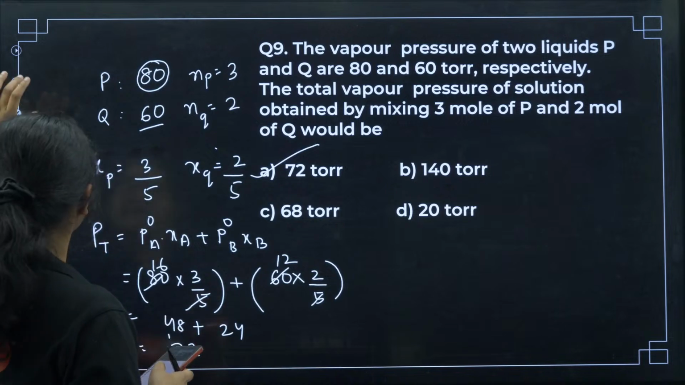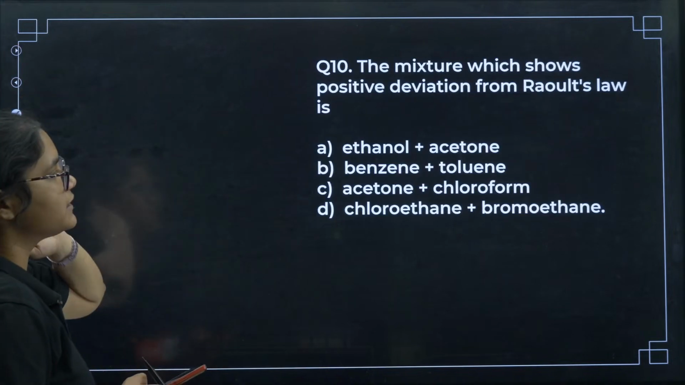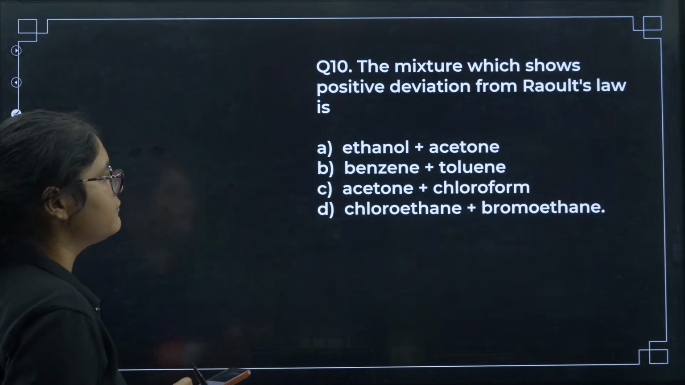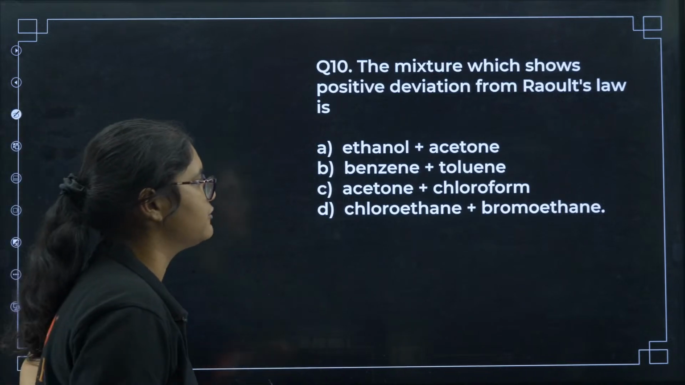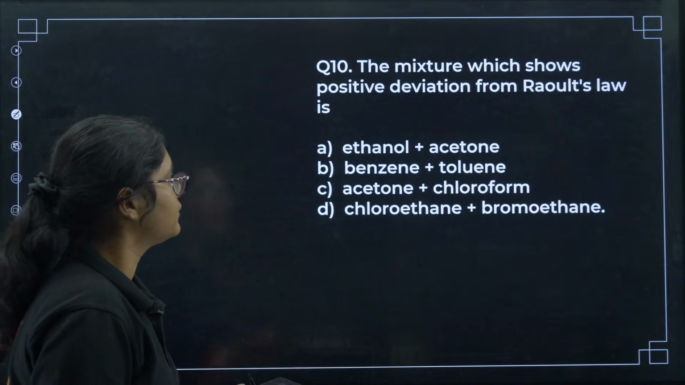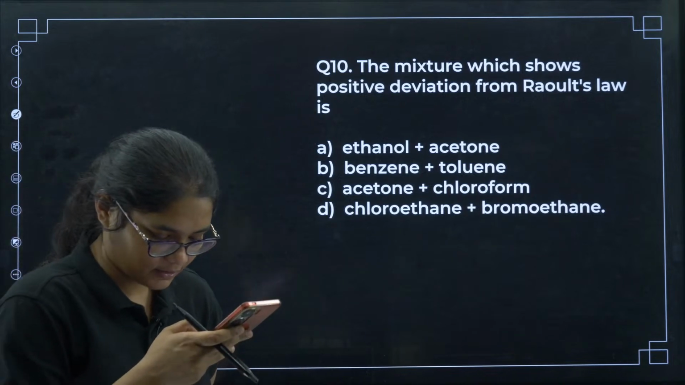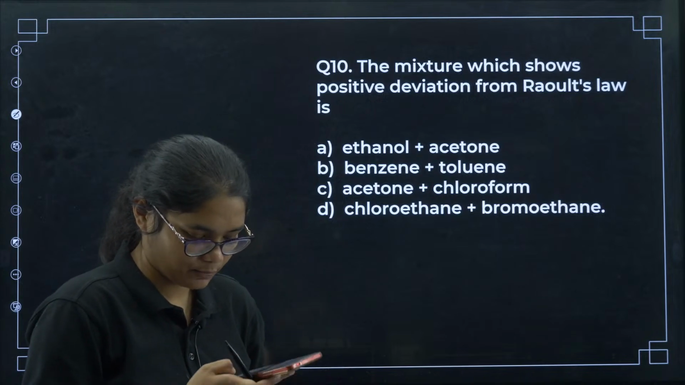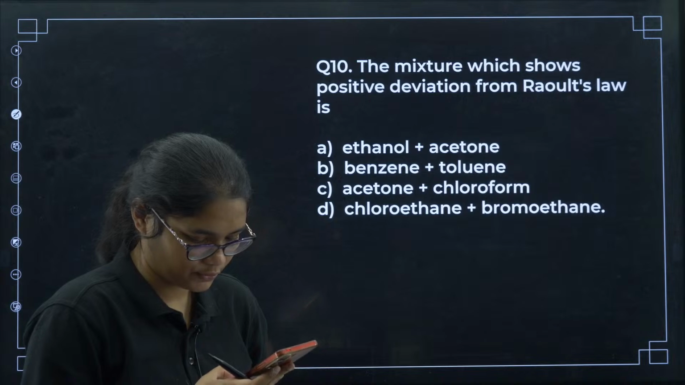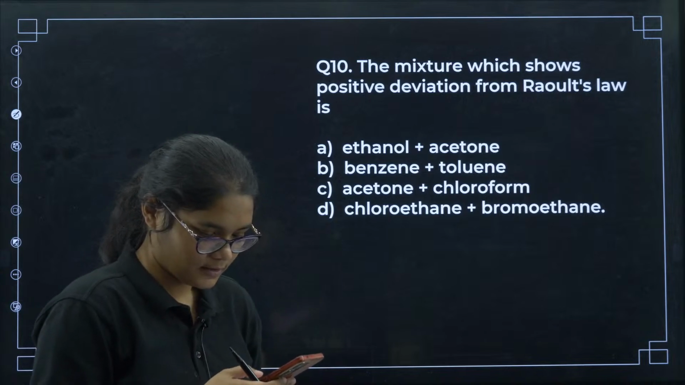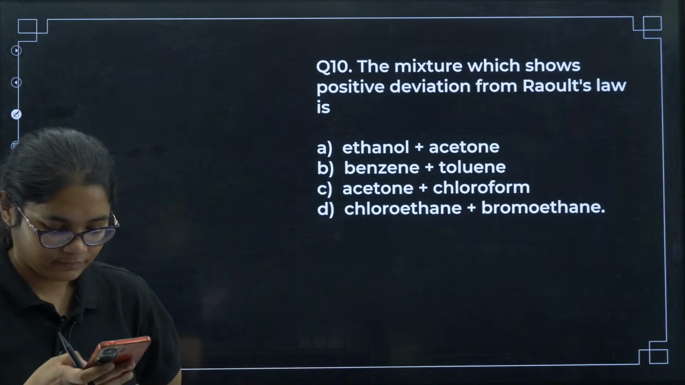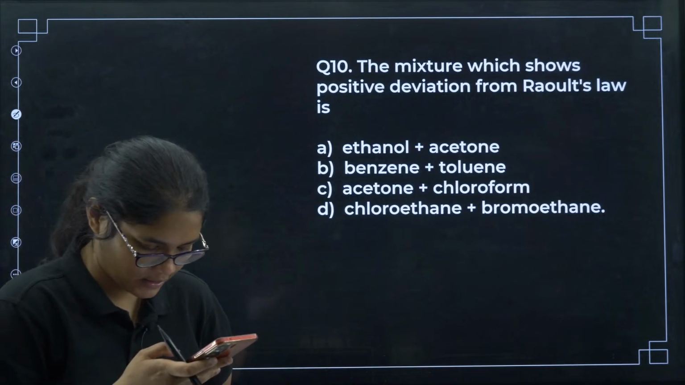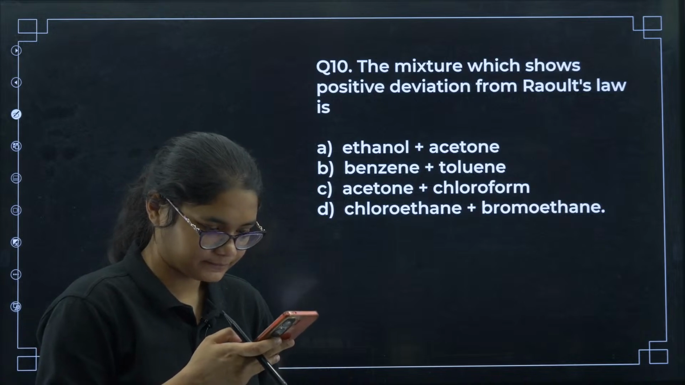Okay. Next, moving to question number 10. The mixture which shows positive deviation from Raoult's law. So you know what is that we have. Which mixture will show positive deviation from Raoult's law? We have different options given. You know what is positive deviation, right? When do we get positive deviation?